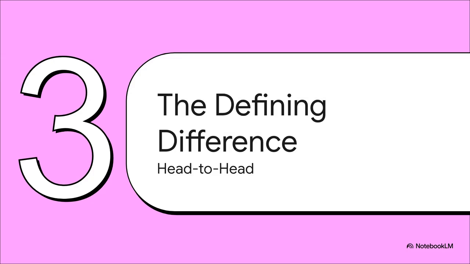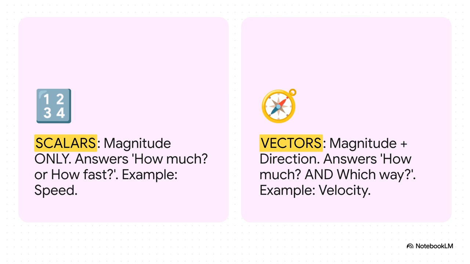Okay, so we've met both of our key players, the scalar and the vector. Now let's put them side by side so the difference becomes absolutely crystal clear. When you see them head-to-head like this, it's actually pretty simple, isn't it? Over on the left, scalars have one job and one job only. Tell you the magnitude. They answer how much or how fast. Speed is the perfect example. But on the right, vectors are doing double duty. They give you the magnitude plus the direction. They answer how much and which way. And that's what makes speed become velocity.